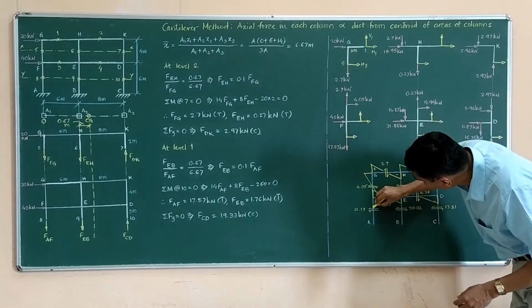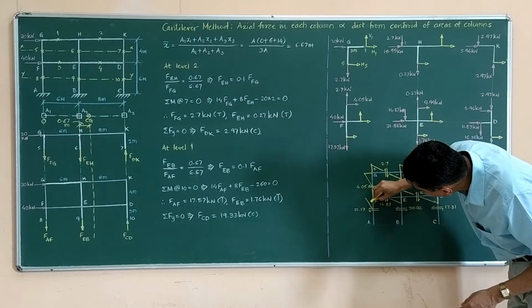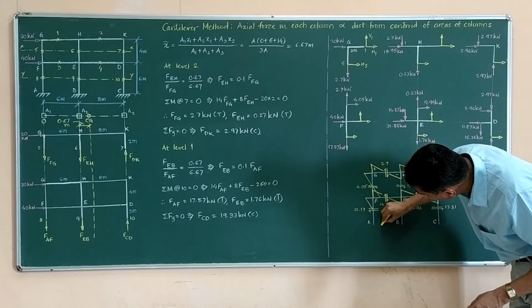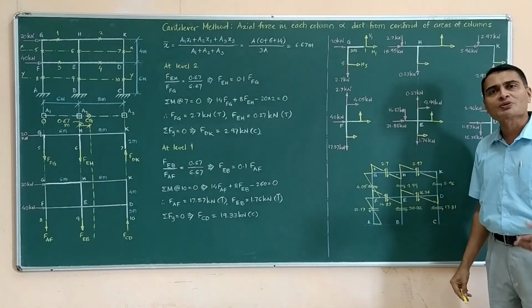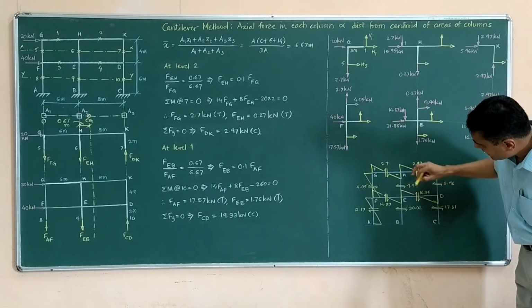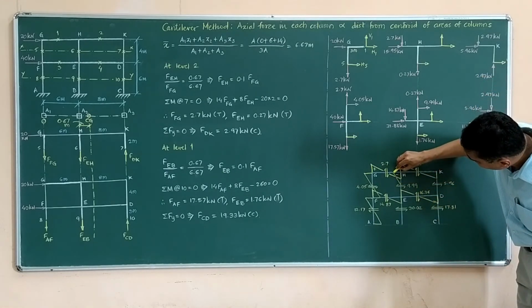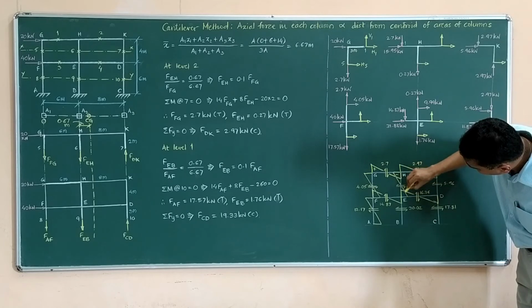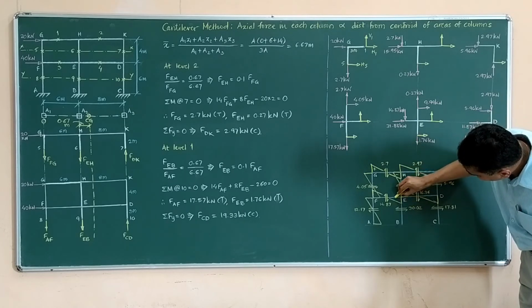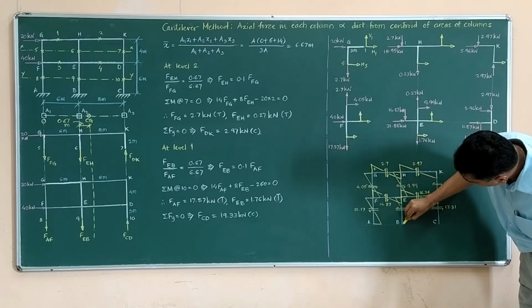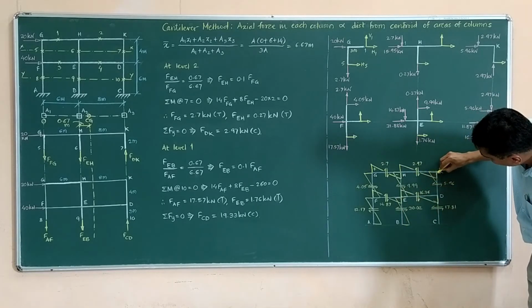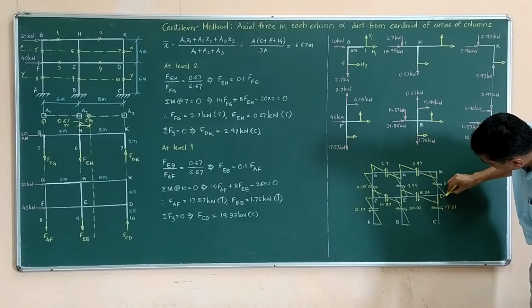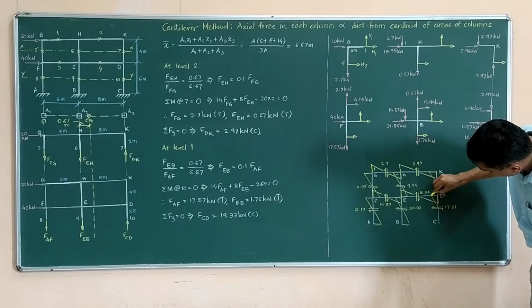Likewise, I will be developing bending moment diagram for all the columns. Observe. So simple. Sagging, hogging, sagging again, hogging. Again I have similar variation here, sagging to hogging, sagging to hogging.